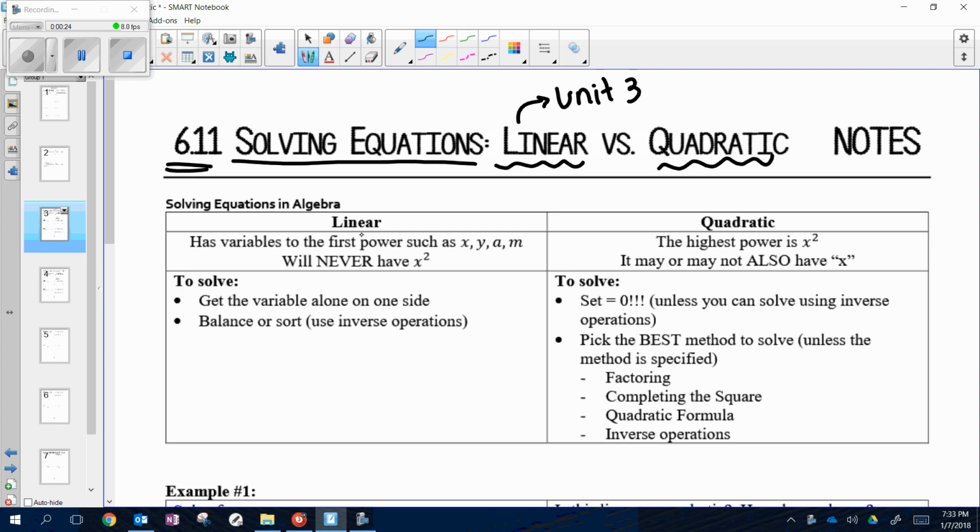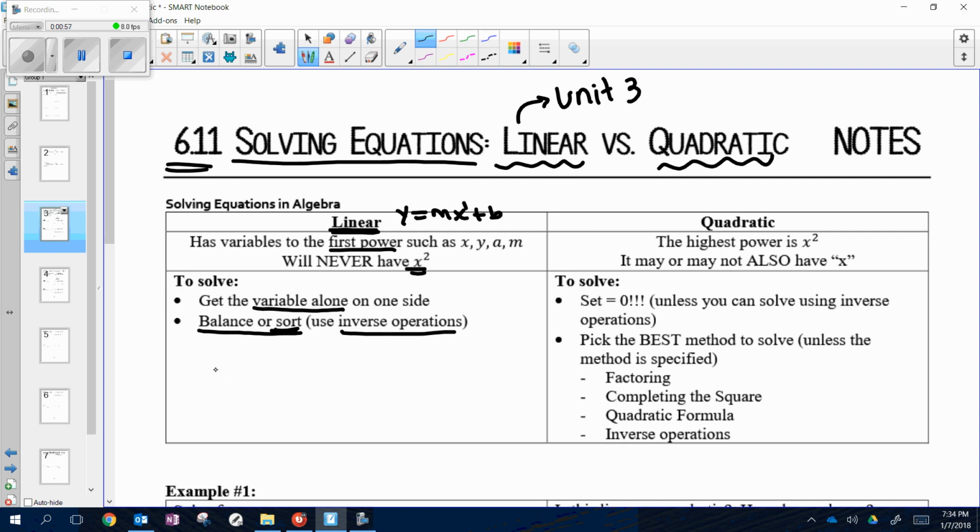Solving equations in algebra, linear equations, again, back to unit 3, has variables that are only to the first power. If you remember, mx plus b, you're looking at a 1 power on that. And so you'll never see an x squared, and solving it will be different than all the methods we've been doing in this unit. You're going to try to get the variable alone, and we're going to use a method I like to call sorting, also inverse operations. You'll remember this when we see some examples also.